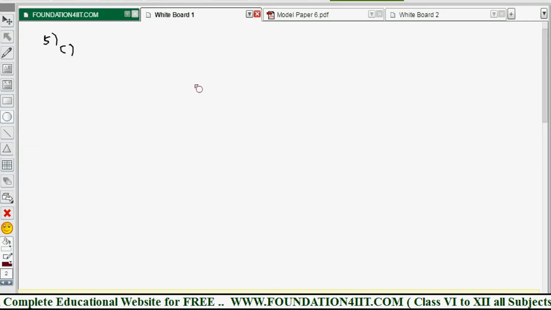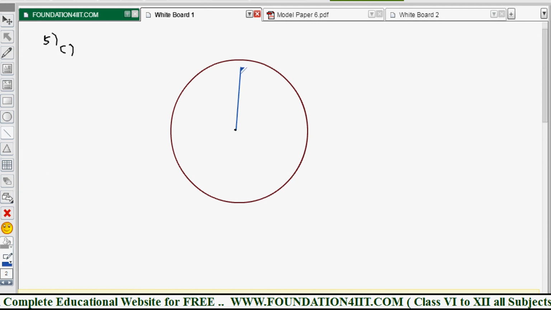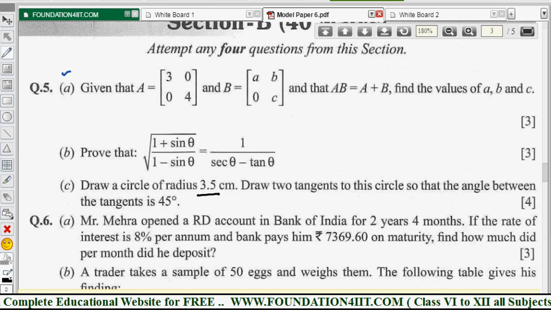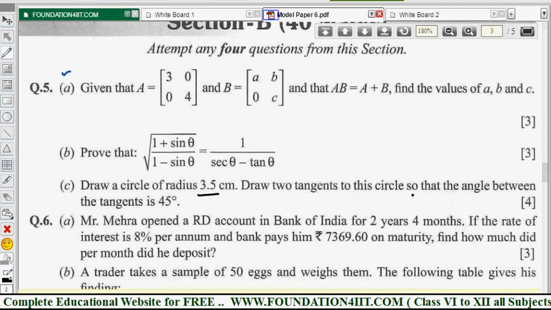We need to first construct one circle according to the given radius. So from the problem, the radius is 3.5 centimeters. Now we need to draw two tangents to the circle so that the angle between the tangents is 45 degrees.